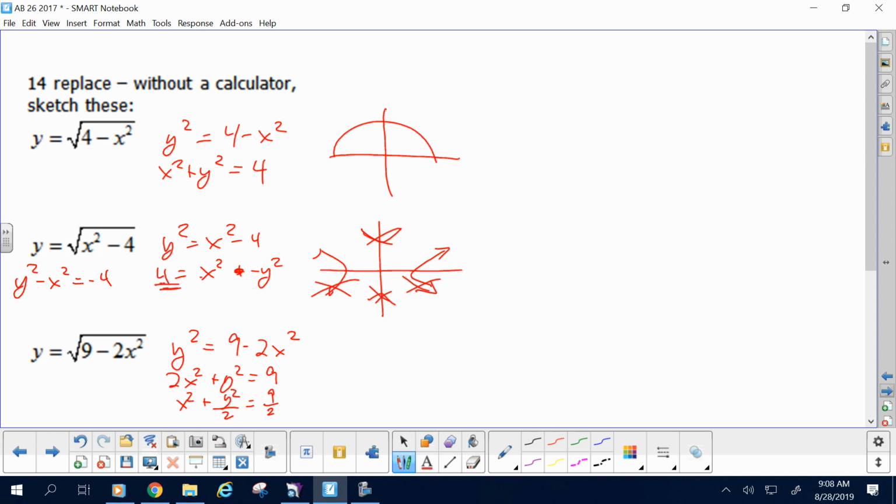Is that what I want again? No, that's not standard form. Don't you want a 1 over there or something? I'm kind of rusty. X squared over 9 halves plus y squared over 9 equals 1. I just want you to know the graph. What kind of graph is it?